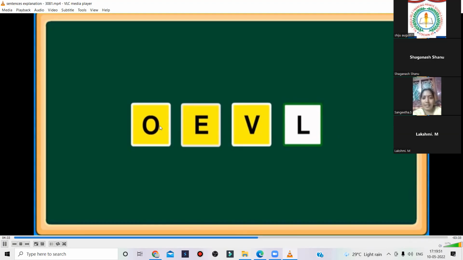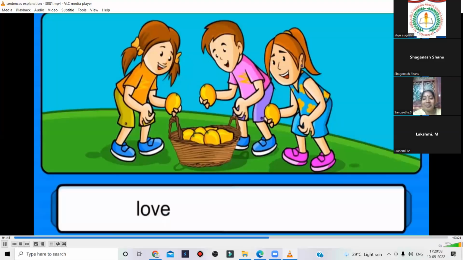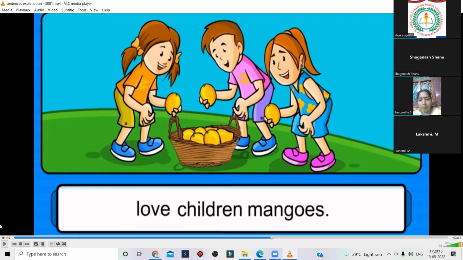Children. Next word, O-V-A-L. Oval. Oval, sir. Laugh, maybe. If you don't laugh, then no problem. Oval. Okay, here, laugh, children, mangoes. It is not love, it is laugh, children. Mangoes. Who can make a complete sentence by using these?